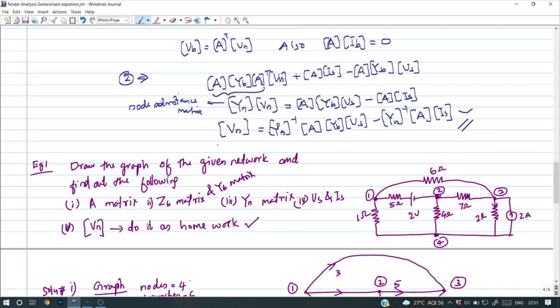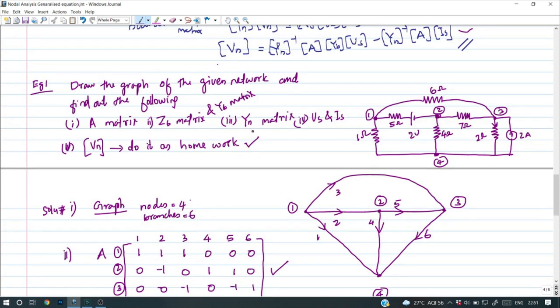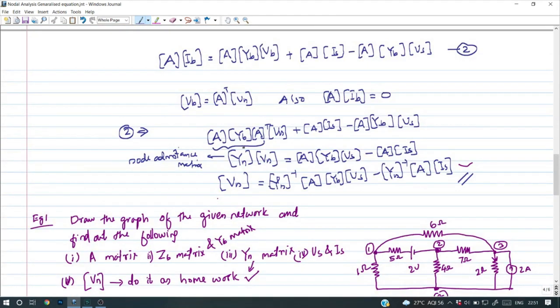So next we need to find out Yn inverse. Yn, what is Yn? A into Yb A transpose. So I am giving that work also to you as homework. So this also you need to do as homework. So Yn you can find out in this way: A, Yb, A transpose. A is known to us, Yb is known to us. You just multiply these matrices and find out the answer.